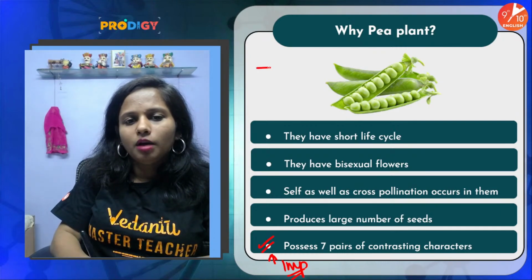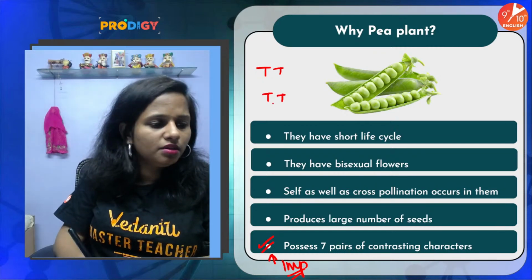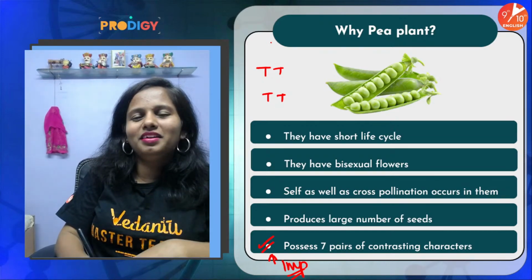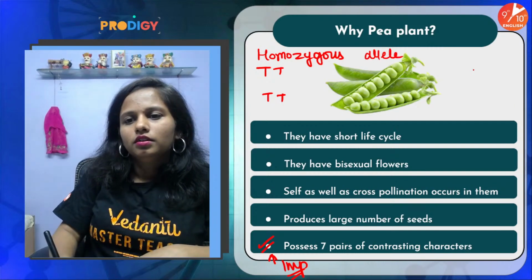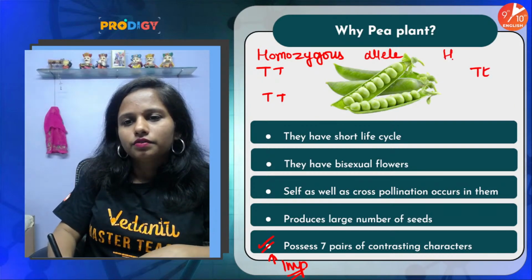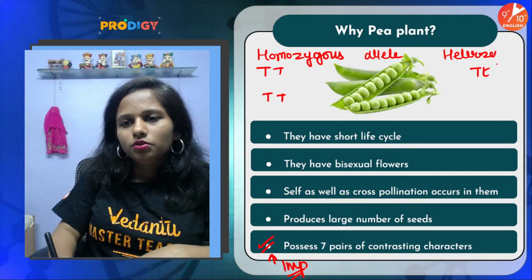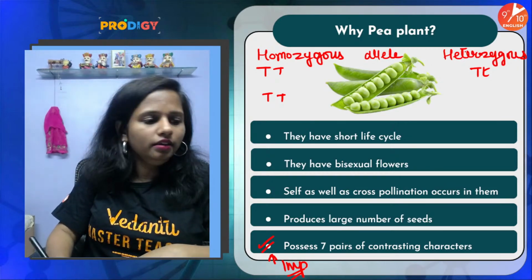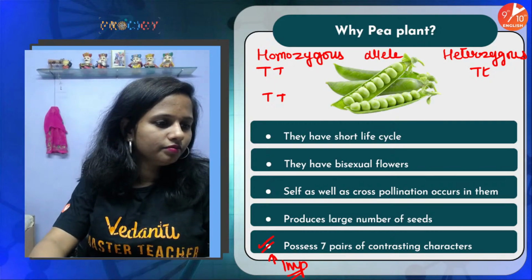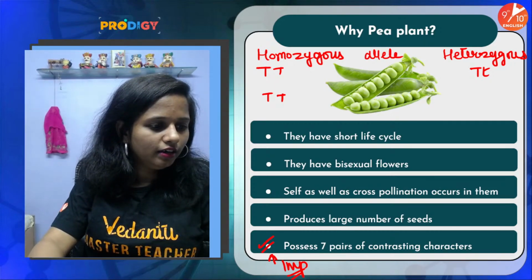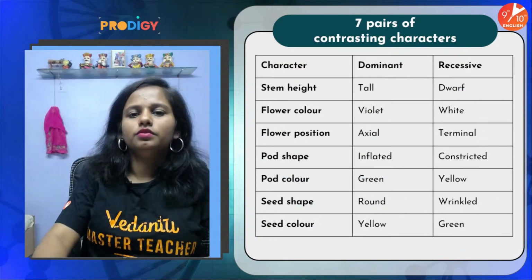Homozygous and heterozygous: homo means same, hetero means different. So if both the genes are similar, we call them homozygous alleles. But here it is heterozygous.